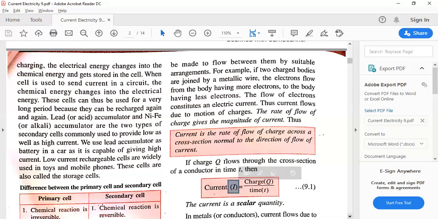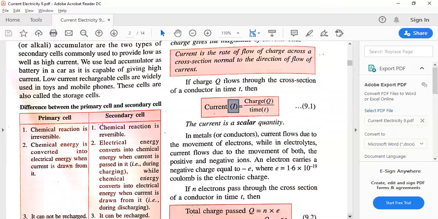Now current is a scalar quantity. We have already studied what a scalar quantity is. A scalar quantity just shows the magnitude. It doesn't have any direction, so it will not have positive and negative direction. Yes, it is flowing from one place to another, but the direction is definite: whoever has excess electrons will be flowing from there. It will never be that from the deficit side it flows to the excess side. No, it will not be that way. So current doesn't have any direction.